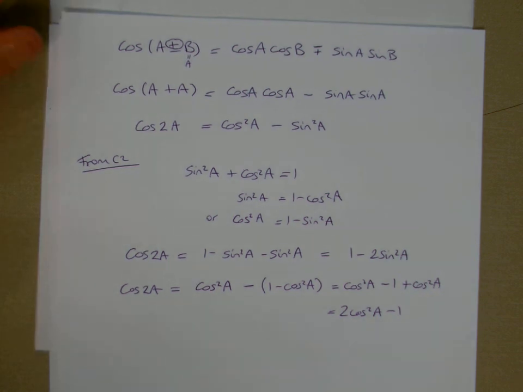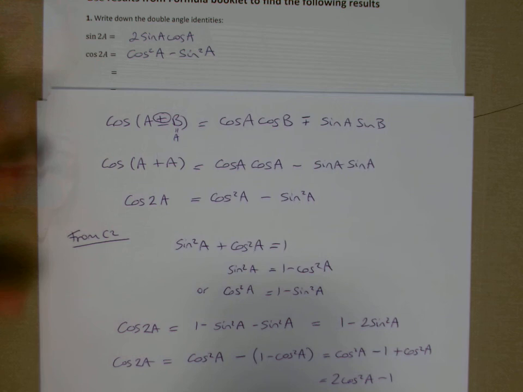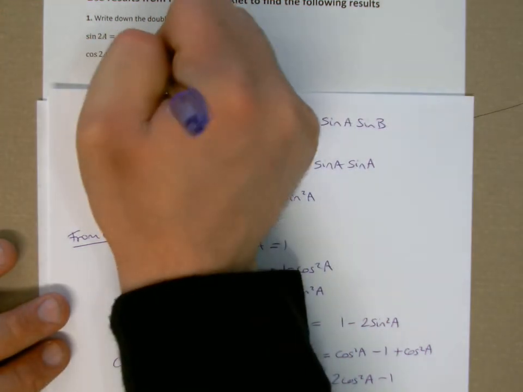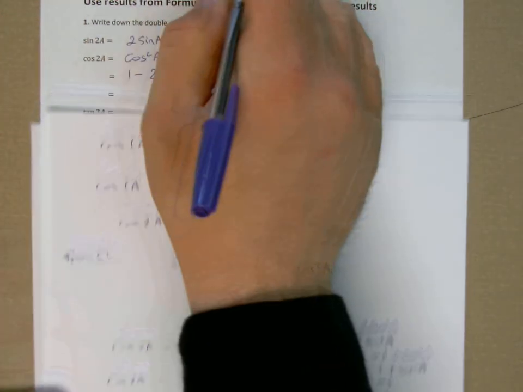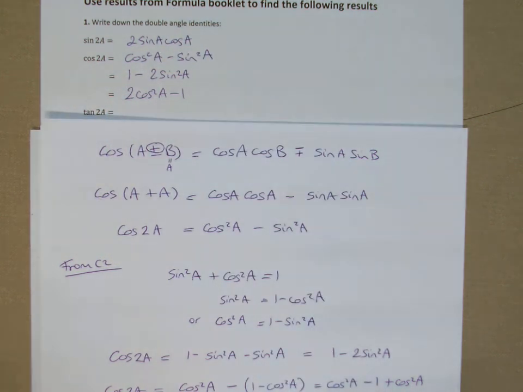Okay, so my two other results I can write up here. I've got 1 minus 2 sine squared A and 2 cos squared A minus 1.